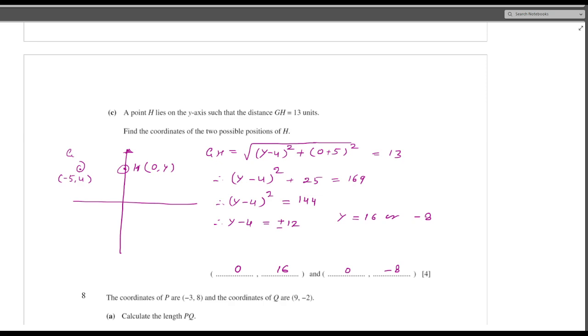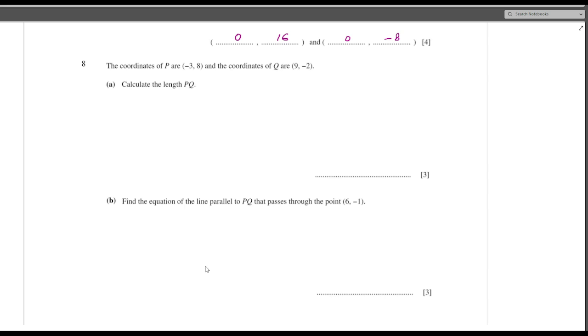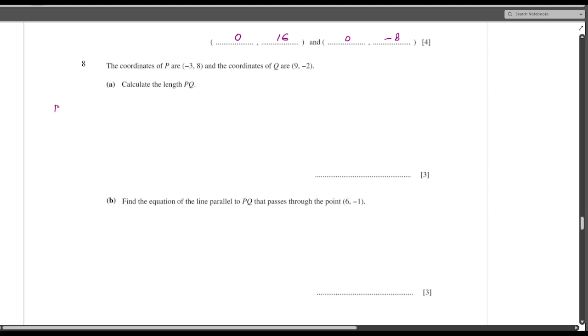Okay, now next question, question number 8. The coordinates of P are minus 3, 8 and the coordinates of Q are 9, minus 2. Calculate length PQ. So your length PQ will be square root of it is 8 plus 2 the whole square plus minus 3 minus 9 the whole square.